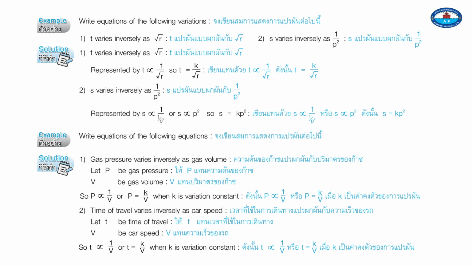2. Time of travel varies inversely as car speed. Let T be time of travel. V will be car speed. So T varies 1 over V, or T equals K over V, where K is variation constant.